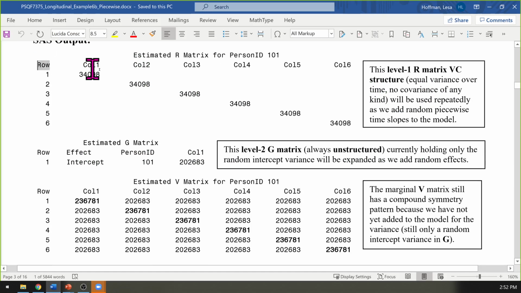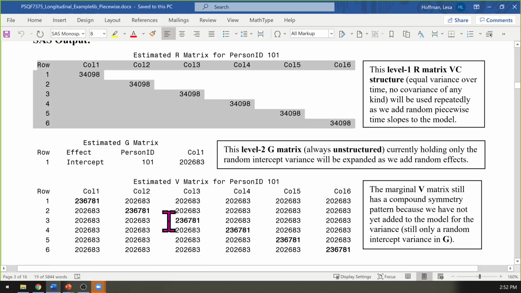So our matrix, what's in here? We'll do a little vocabulary review. What's that number tell me? The number on the diagonal of the R matrix is 34,098. What is that? Oh, you know this one. I know you know this. What is that number on the diagonal of the R matrix?